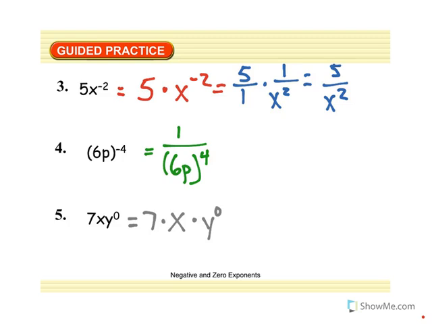So 7 is just 7, and x is just x, and y to the 0 power is 1, so this is really 7x. So don't make the mistake of saying, oh, I just saw a 0 power, I'm going to say the entire thing is 1. No, right? Only the y is being raised to the 0 power, so only the y to the 0 evaluates as 1. Everything else stays as is.